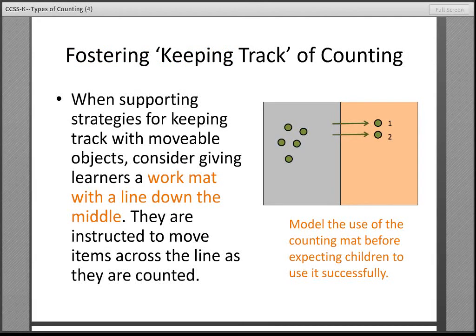Now, there are some instructional tasks that you can use with point counters, interventions, if you will, that can be used to foster student strategies for keeping track during counting. Here you see a mat partitioned into 2 regions. Students are encouraged to move the counters from one region to the next as they count the items. You will need to provide sufficient modeling by actually using it as you count a group of objects out loud, moving them across the line as you count.